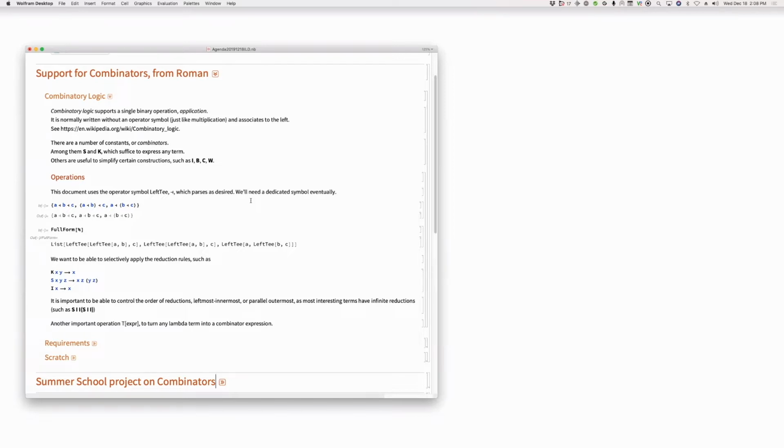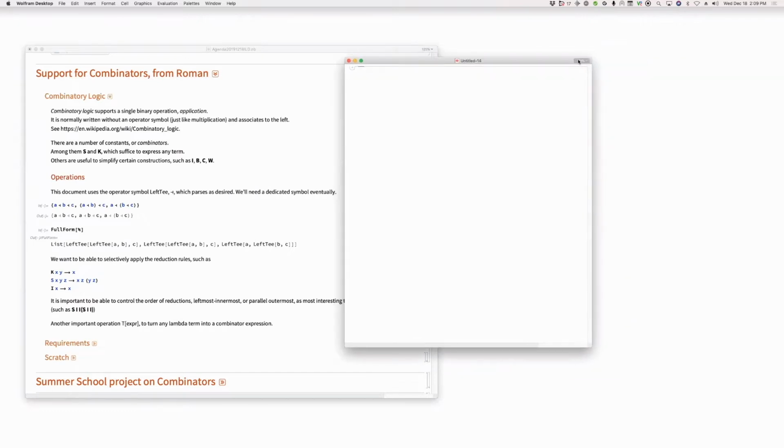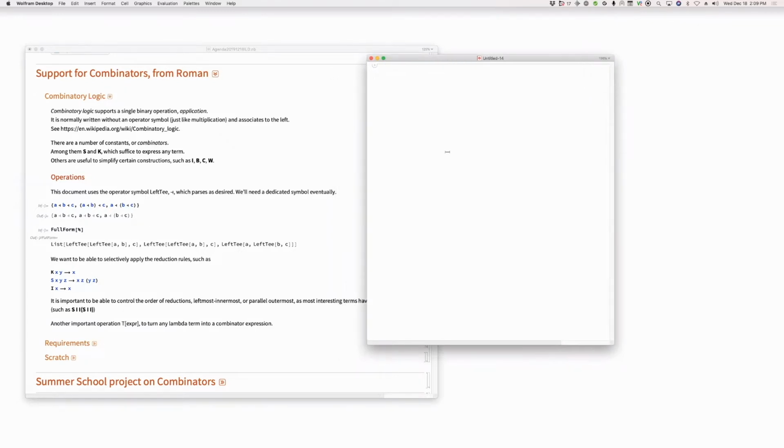So the main issue is it's function application with different associativity than normal function application. Is that correct? Well, it's just customary to write it left associative so that you don't need all these parentheses, but it's always binary. And there is no distinction between functions and arguments, so everything can be applied to everything.